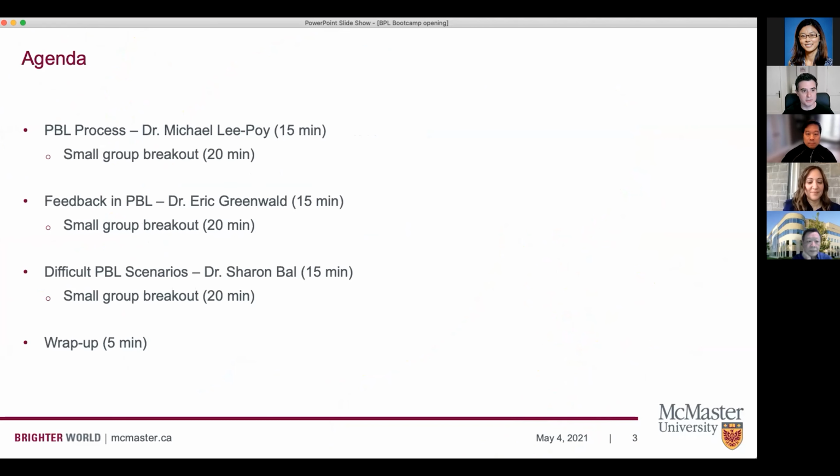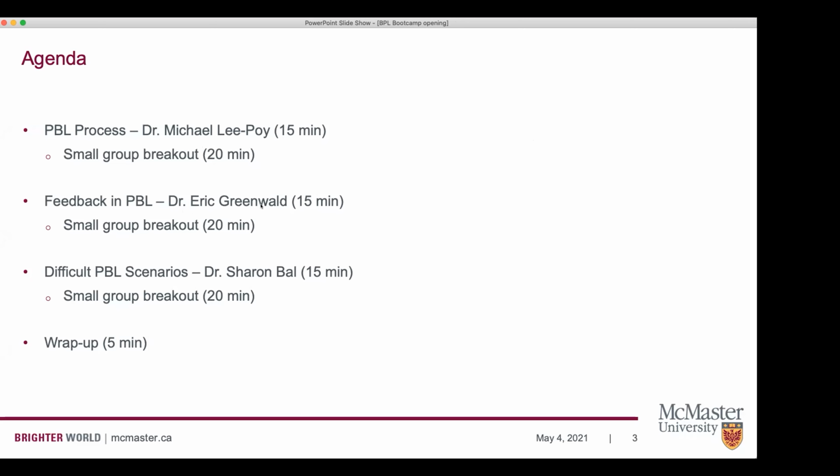The way that we're going to do this is we're going to have a large group session with a presentation, about 15 minutes, followed by a small group breakout. You'll automatically be assigned to a breakout room with either myself, Michael, or Sharon, and we're going to work through an actual hands-on scenario where you'll get a chance to really ask questions, and we'll challenge you with certain situations. So Mike will start off, we'll talk about PBL process. The second part will be feedback in PBL with myself, followed by Sharon with some difficult PBL scenarios. And then we'll come back for a wrap-up session.